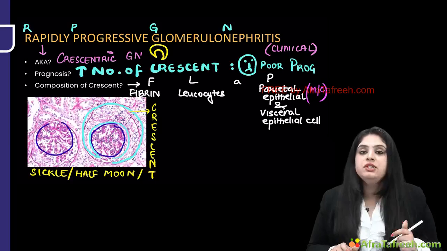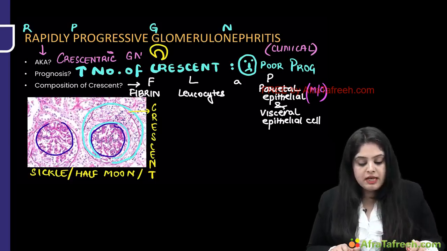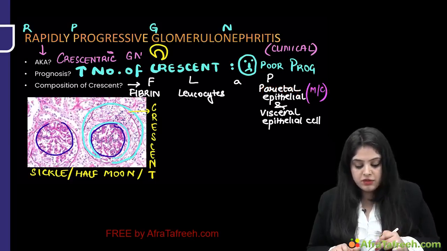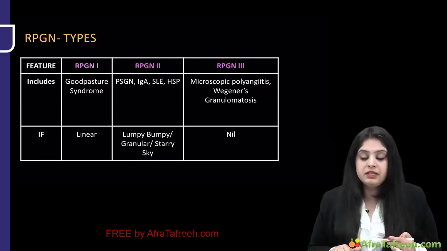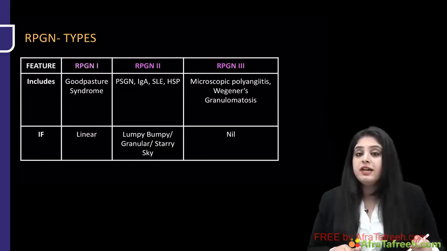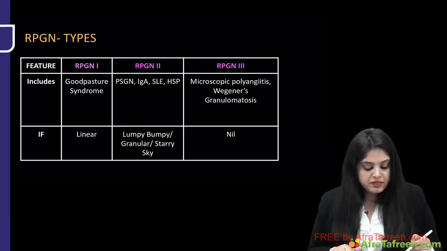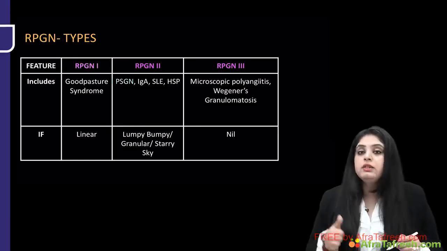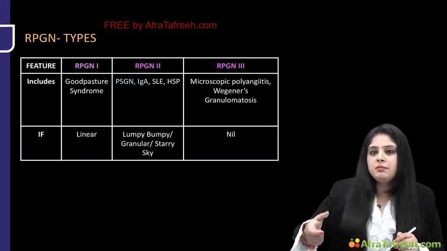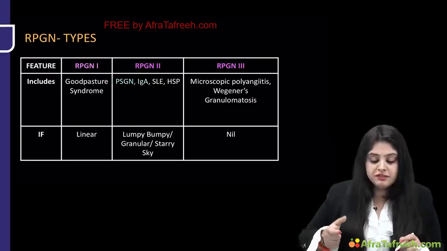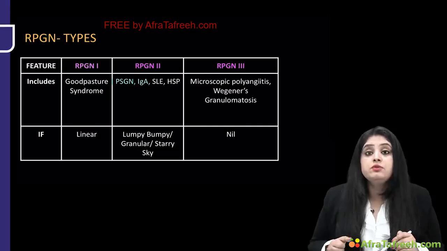Having said that, RPGN, as I said, is a clinical term, and this clinical term is divided into 3 further clinical groups: RPGN type 1, type 2, and type 3. So please remember, all of that you studied up till now. We did post-streptococcal in children, Berger's in adults, and I kept telling you that they might become aggressive, they might become progressive. They are all RPGN type 2, okay?